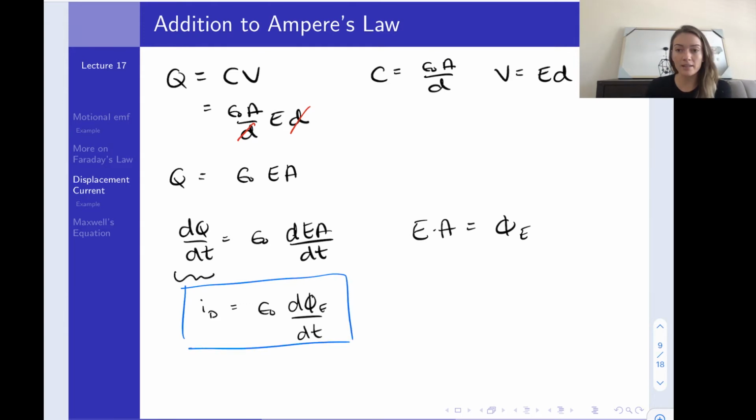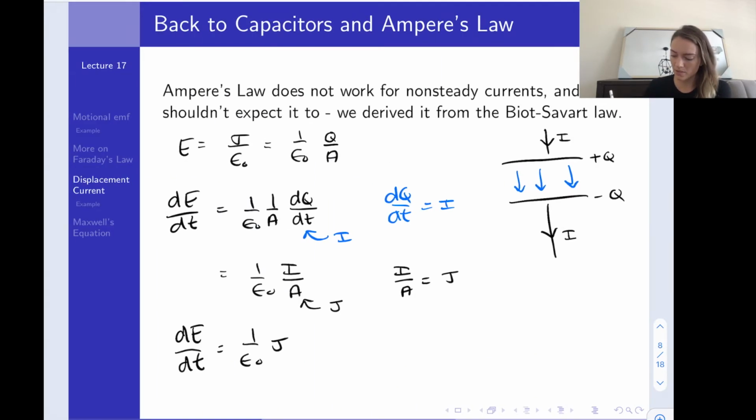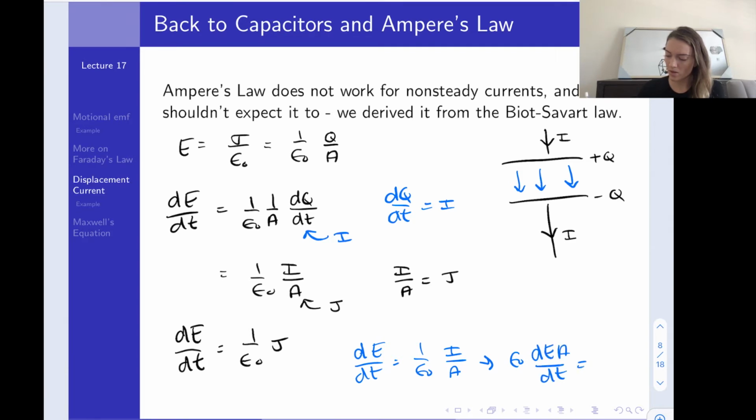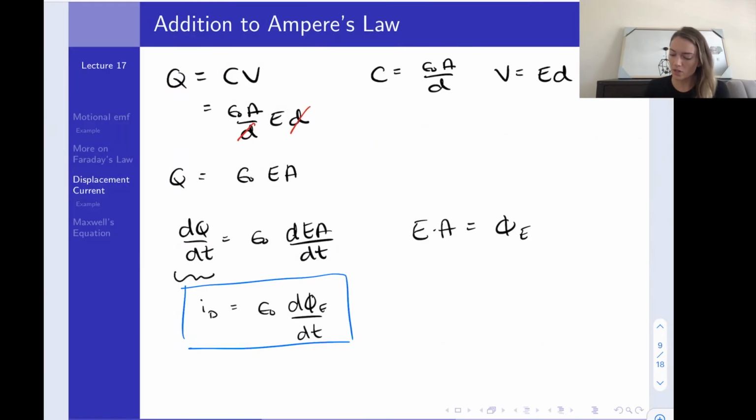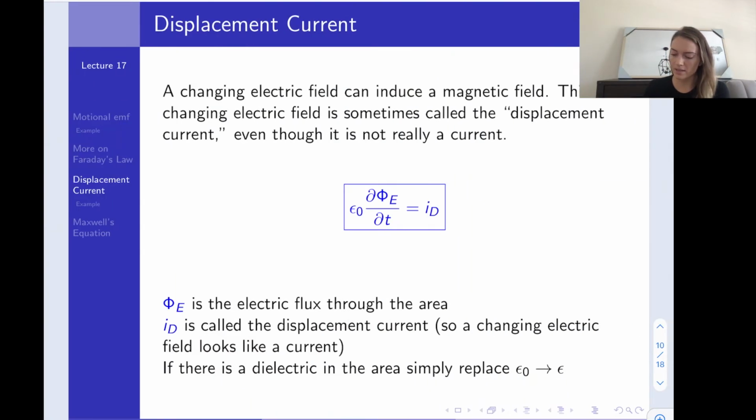Now this is exactly what I just found doing it this way here in the previous slide, where I could just rewrite dE dt is equal to 1 over epsilon naught. J is simply the current divided by the area. So you can see that I can just rewrite this and call this I, I'm going to call my displacement current instead of capital I. So these two ways of deriving my displacement current give me the same final formula.